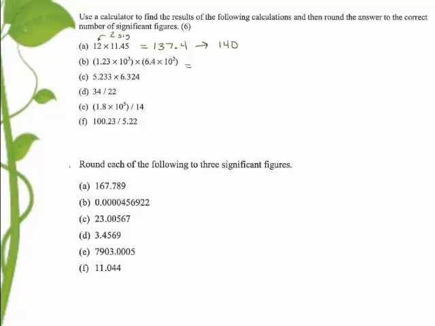When I multiply with my scientific notation, I multiply the decimal part, so 1.23 times 6.4, which will give me 7.872, and then I add the exponents, so times 10 to the 5th. Here I have 2 significant figures and 3, so I can only have 2, so I need to round. And that will give me 7.9 times 10 to the 5th.